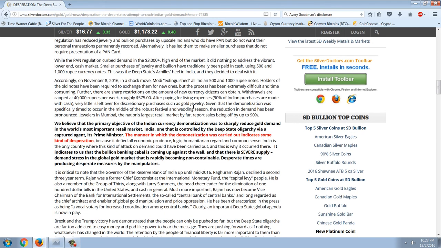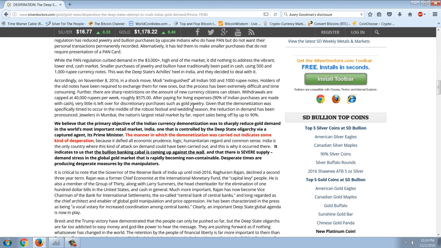While the PAN regulation curbed demand in the $3,000-plus high end of the market, it did nothing to address the vibrant lower end cash market. Smaller purchases of jewelry and bullion have traditionally been paid in cash using 500 and 1,000 rupee currency notes. This was the deep state Achilles heel in India, and they decided to deal with it. Accordingly, on November 8, 2016, in a shock move, Modi extinguished all Indian 500 and 1,000 rupee notes.